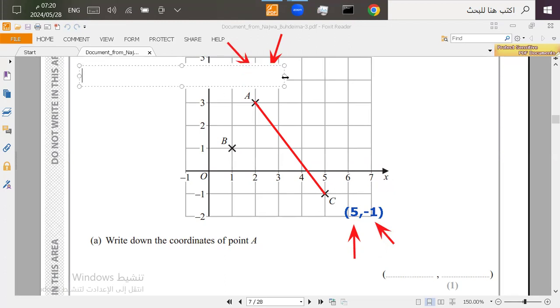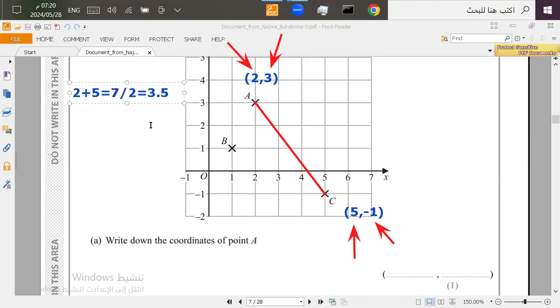So first, let's add the x's. So 2 plus 5 is going to be 7. When you divide by 2, it's going to be 3.5. So this is the x of the midpoint, 3.5. Now you come to the y's, 3 and -1. You add them together. So 3 minus 1 will be 2. And then you divide it by 2 is going to be 1. So the coordinates of the midpoint will be 3.5 and 1.